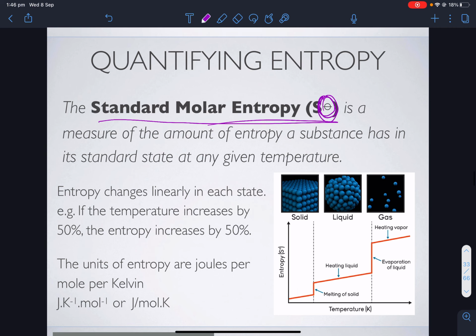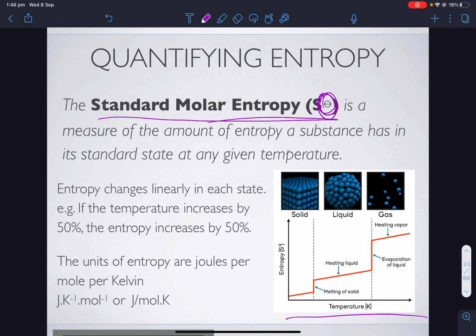So, look, here's that graph that I went back to. Entropy changes linearly in each state. That's what I was just saying in the other one. So if the temperature increases by 50%, the entropy increases by 50%. I don't know if that's true, but it's linear, okay? The units, here's an important thing, of entropy are joules per mole per Kelvin. Okay, so joules per Kelvin per mole, or J over mole times K.